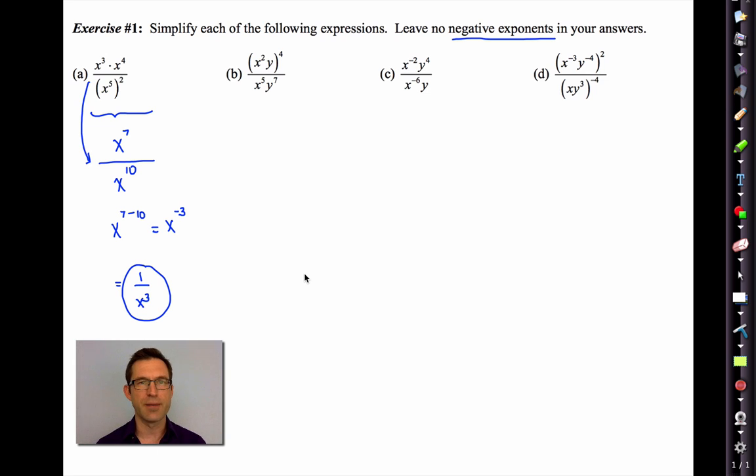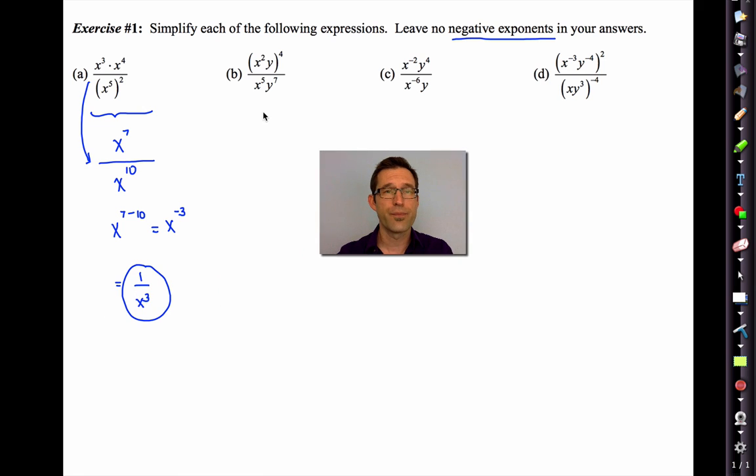Let's take a look at letter B. All right. Now, after saying there's no right order or wrong order, some people might look at this and start subtracting exponents because we have division going on. All right. The problem is this little 4 here. So let's use one of the exponent properties that says I can apply the 4 to both of the things inside of the parentheses. So x squared to the 4th would be x to the 8th. Y to the 4th, well, would just be y to the 4th. All divided by x to the 5th, y to the 7th.